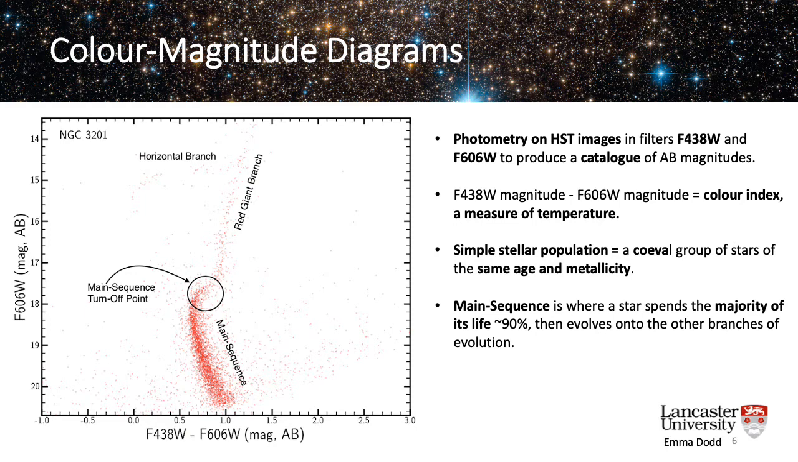A star's colour relates to its temperature and also to its mass, and the mass of a star dictates the position in the colour magnitude diagram. For globular clusters, we can assume a simple stellar population so that all the stars are of the same age. All the stars start on the main sequence fusing hydrogen into helium, but the more massive stars use up their fuel quicker and move on to shorter branches of evolution, such as the red giant branch and the horizontal branch.